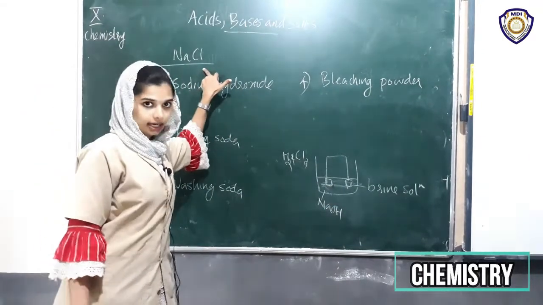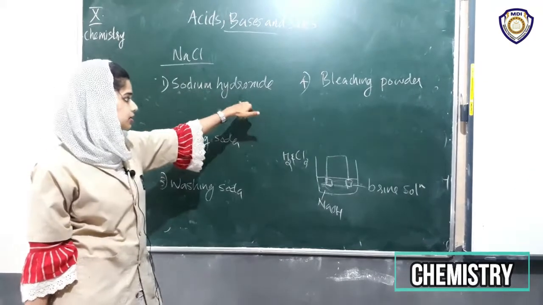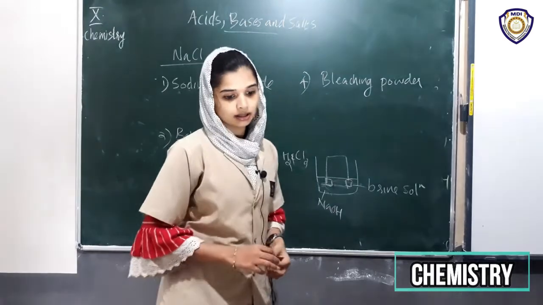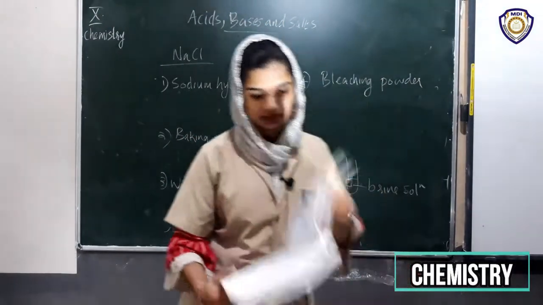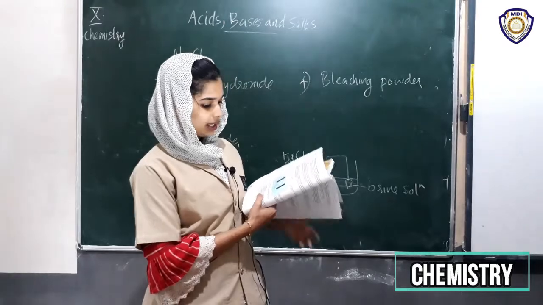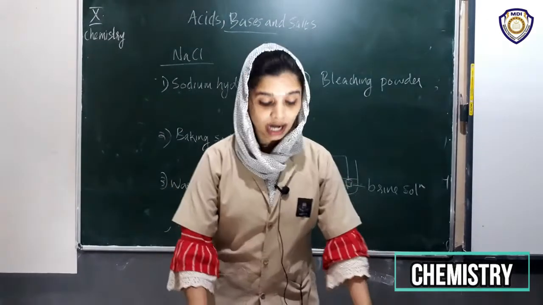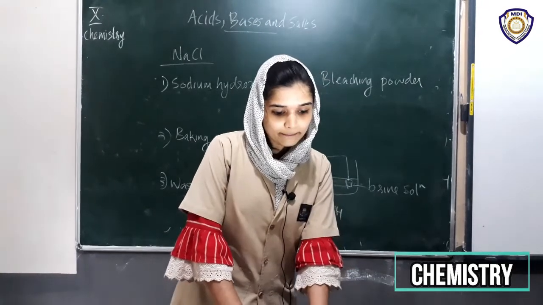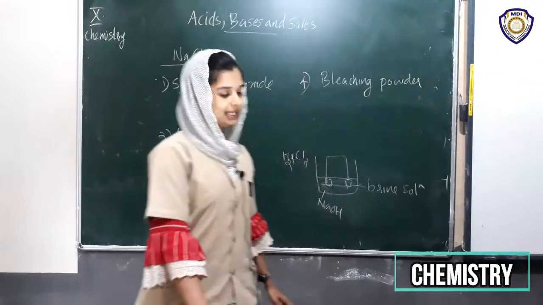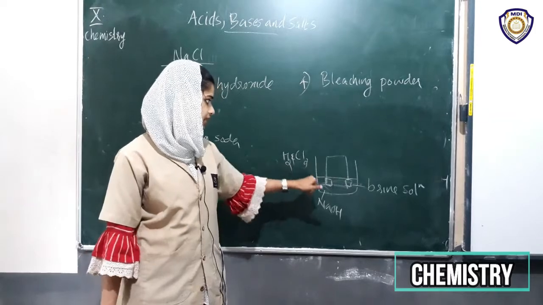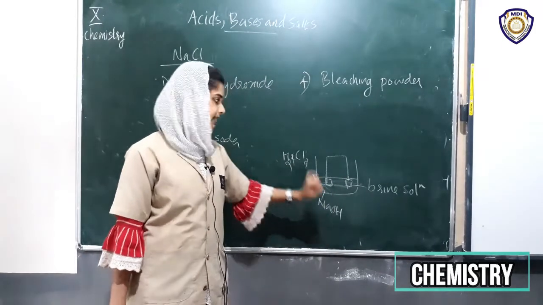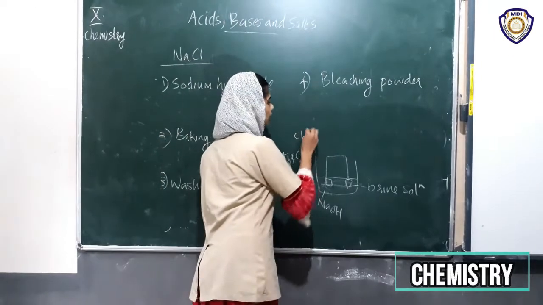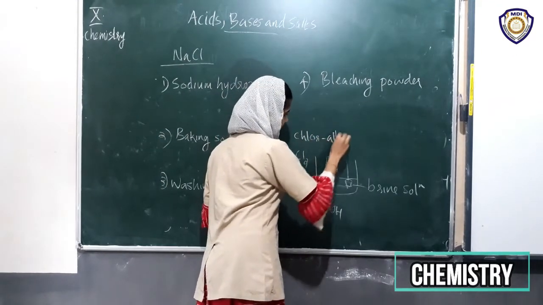When we pass current through NaCl solution, we get sodium hydroxide plus H2 and Cl2. Okay, and there is a diagram given in your textbook. This process is called the chlor-alkali process because we get chlor, which is chlorine, and alkali, which is sodium hydroxide. NaOH is an alkali, chlorine is taken as chlor. So this process is called the chlor-alkali process.